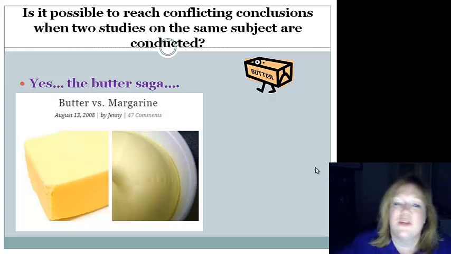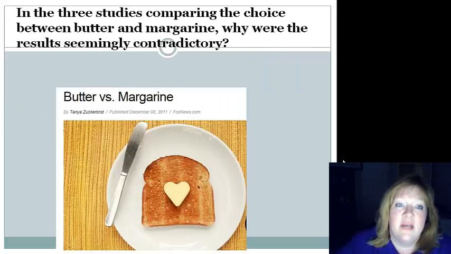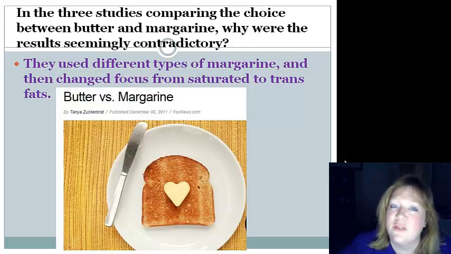So butter versus margarine is the one they gave. And when they first did the study in 1960, they said, oh, margarine's much better for you because it does not have saturated fat. And then they came back later and said, wait a minute. Butter's better for you because it doesn't have trans fats, and that margarine has trans fats. And then they came back later and said, no, no, no. If you do liquid margarine, it's better for you than butter because it does not have saturated fat and doesn't have trans fats either. So they go back and forth there. In the 3 studies comparing the choice between butter and margarine, why are the results seemingly contradictory? Well, it's because they changed their focus. First off, they used different types of margarine and then changed focus from saturated to trans fats.